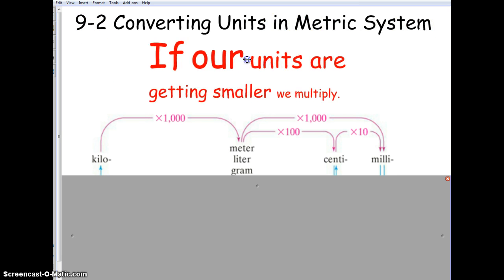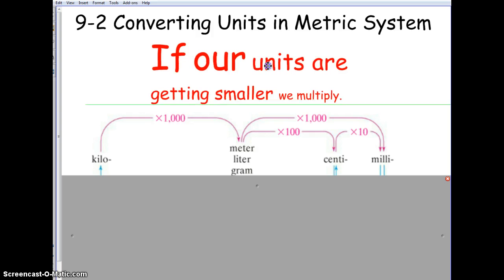The main thing is, if you are taking a unit and your unit is getting smaller, we need to multiply. You see how the letters get big and then they get smaller? That's to help remind you that once it gets smaller, we need to multiply, and that's in red.